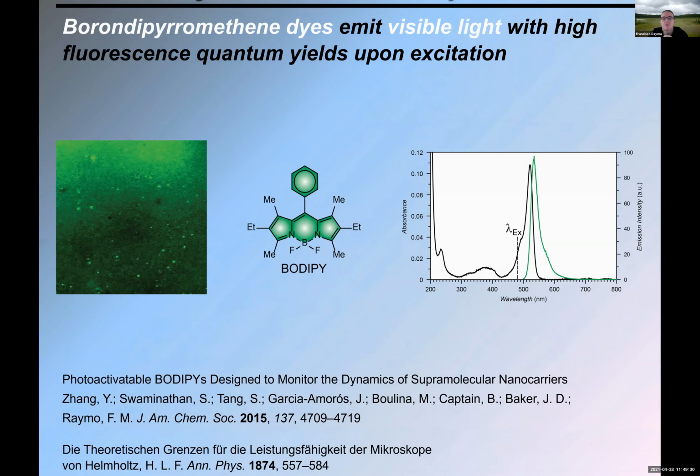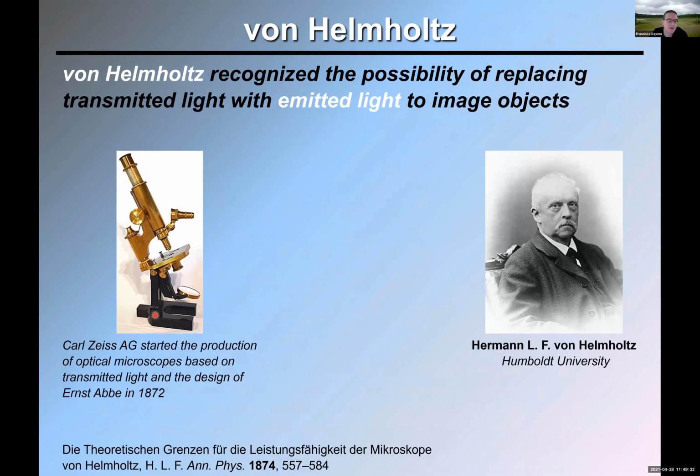Now, optical microscopes have been around for a very long time, and they were already on the market in the mid-1800s. So this microscope here was commercially available already in 1872, and it was produced by a company called Carl Zeiss. And this particular one was designed by Ernst Abbe. You might have heard of Abbe. He's the main person behind the development of microscopy.